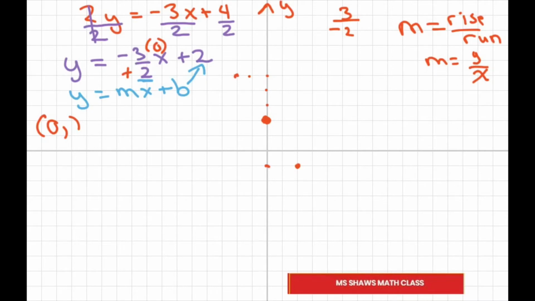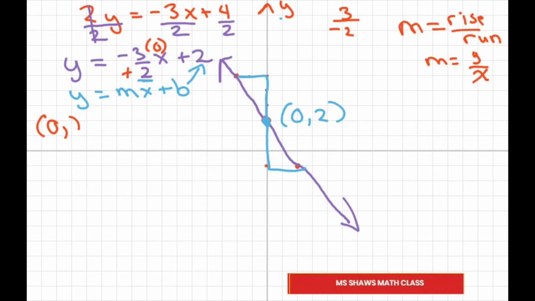And there's your line, and we'll try to draw it straight. There's your line, and you can see the slope by going like this, or you could go down like this. And of course your y-intercept again is where it crosses the y-axis here. Okay, so you just have to write in slope-intercept form.